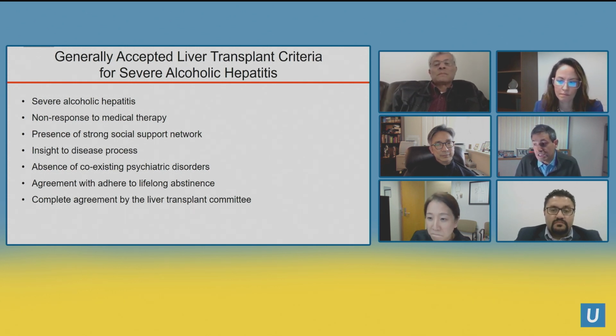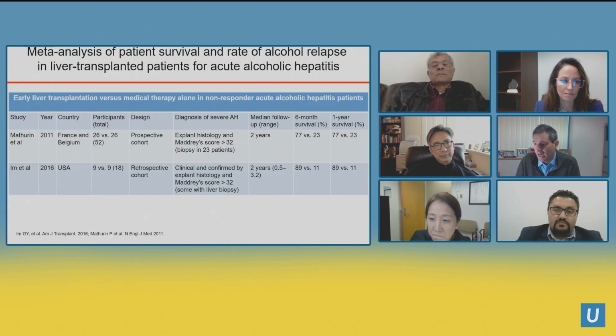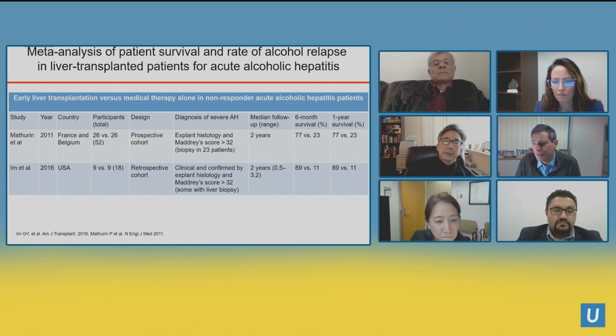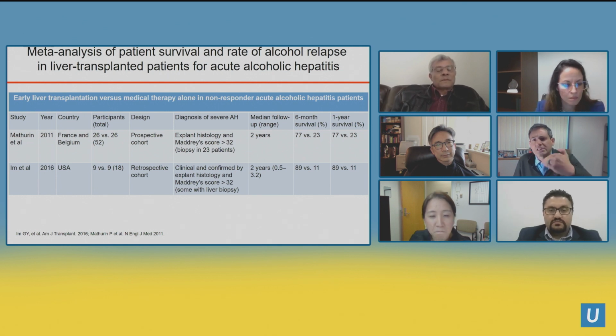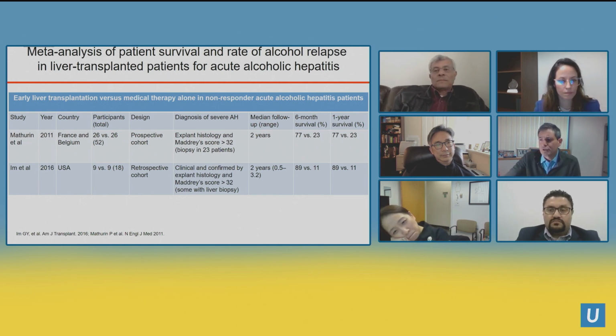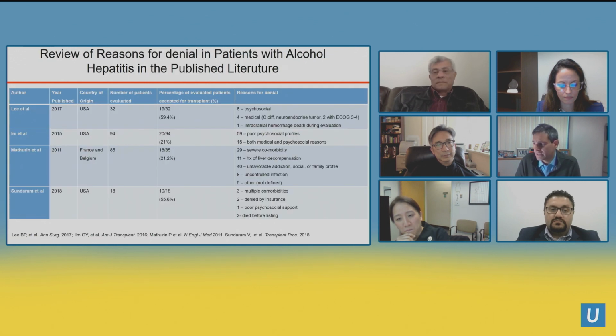There should be an absence of coexisting psychiatric disorders, agreement to adhere to lifelong abstinence, and complete agreement by the liver transplant committee. This is a meta-analysis focusing on only two articles, so maybe more review is needed. But clearly, in those individuals who don't respond to medical therapy, survival is improved with liver transplantation over continual medical support. This was shown in a landmark article in 2011 published in the New England Journal of Medicine and reinforced in a recent publication in the American Journal of Transplantation.